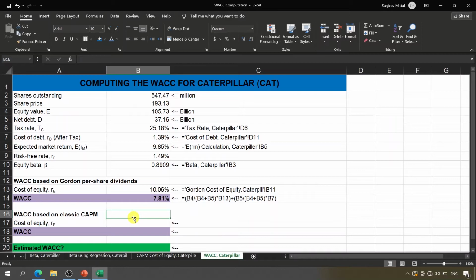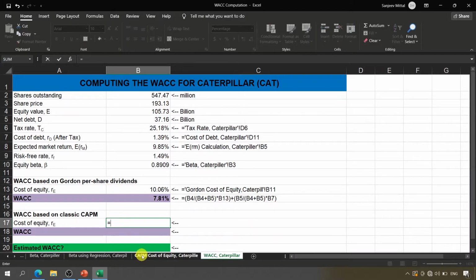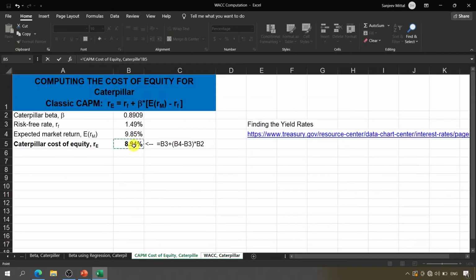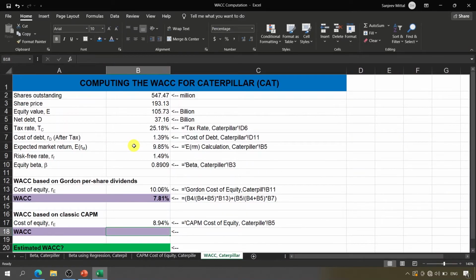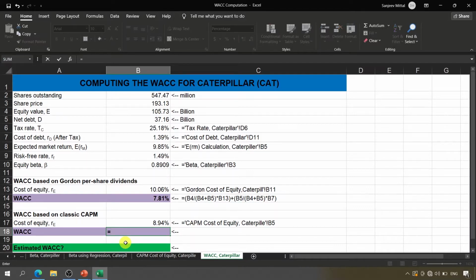In a similar manner, we shall try to find out our WACC using the CAPM method. Our cost of equity, we already know using the CAPM method, is 8.94% right now. After that, we need to calculate our weighted average cost of capital, which is WACC. For calculating the WACC, we will again use the same thing, that is the weight of equity. So this will be the weight of equity value divided by the value of equity and debt.